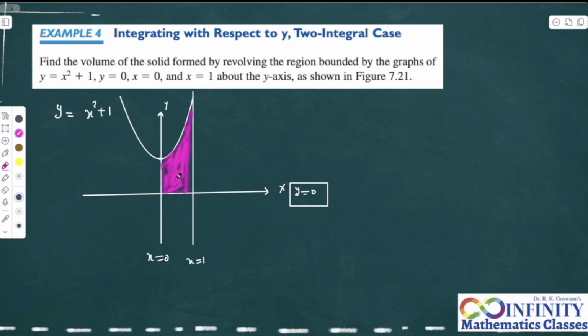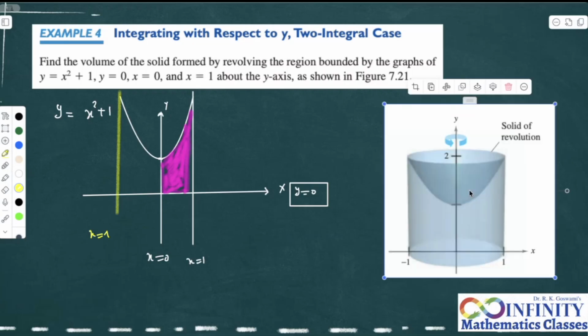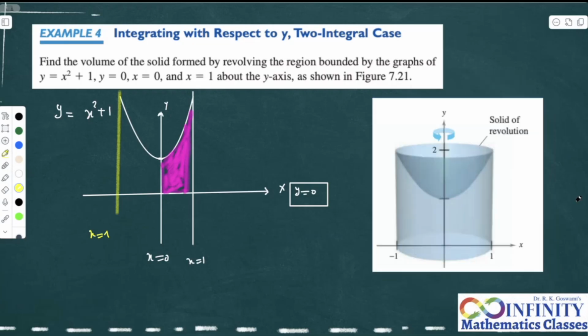So I need to rotate this graph about the y-axis. That means there will be a similar image on the other side, like x equals -1. When I rotate, I need to add some kind of graph like this. I'm not good at drawing, but let me give you the idea of how it will look. This is the shape we will have when you rotate about the y-axis. Now the question is, how can we find the volume of this structure?